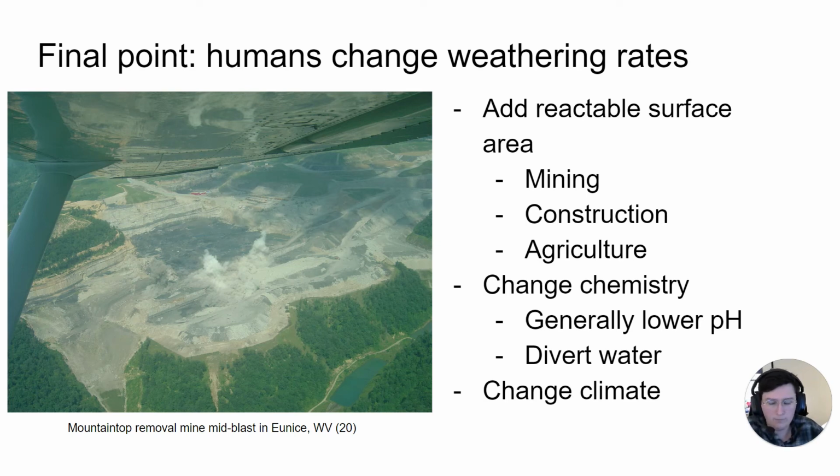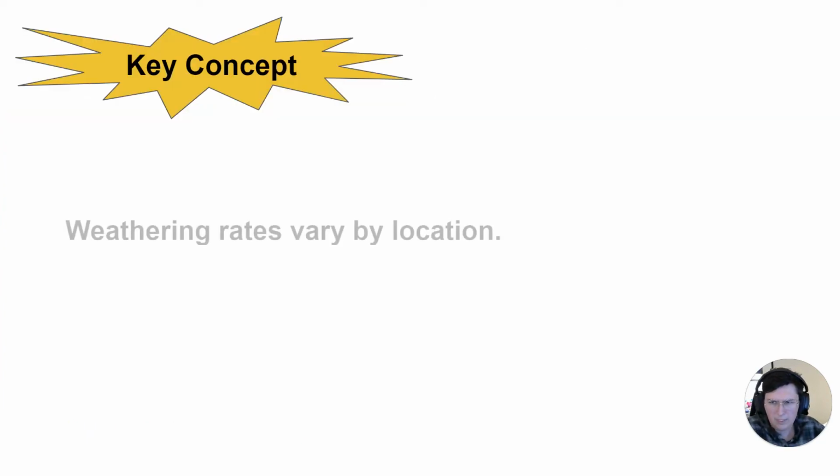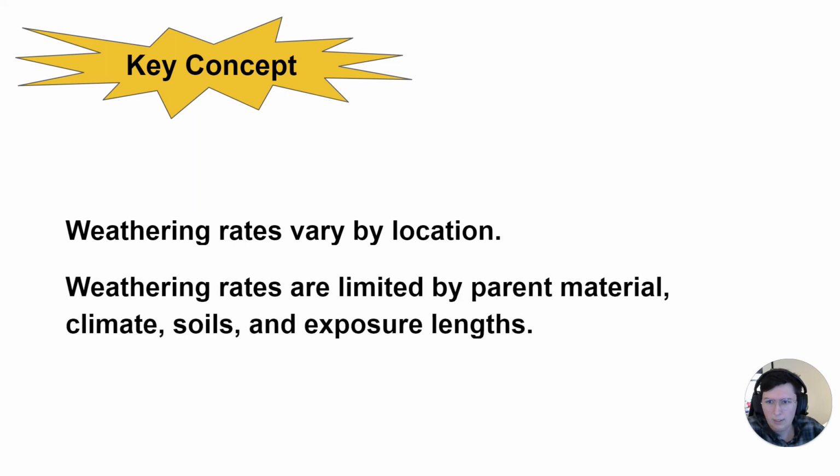And then also, we change the climate. Like I hit on earlier in this lecture, climate is a huge, huge driver of weathering rates. So as the climate becomes hotter and wetter, we would expect weathering rates to pick up as well. So the key concept here is that weathering rates vary by location, and they're limited by their parent material, the climate, the soils, and their exposure lengths.